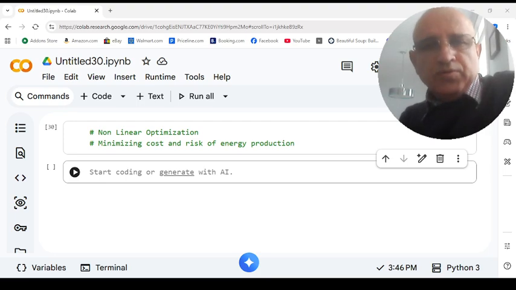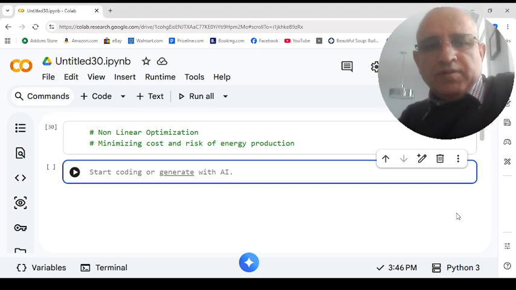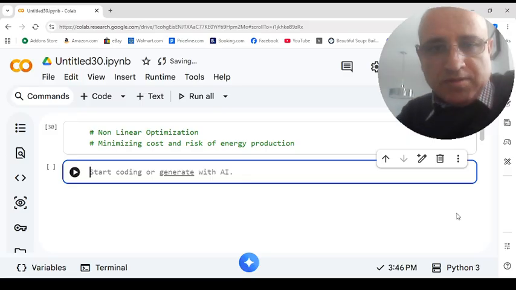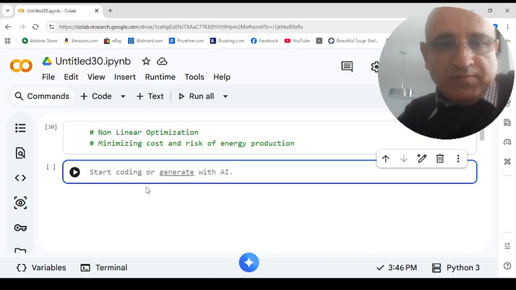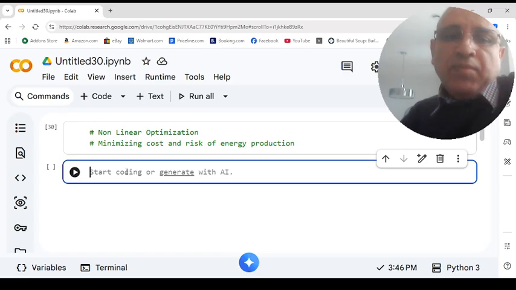Hello everyone, today we'll do non-linear optimization, and this time we are minimizing cost and risk of energy production from different sources. Now here in this case the risk would be a quadratic function, and we want to combine cost and risk, cost plus risk, and we want to minimize the objective function for the sum of these two.